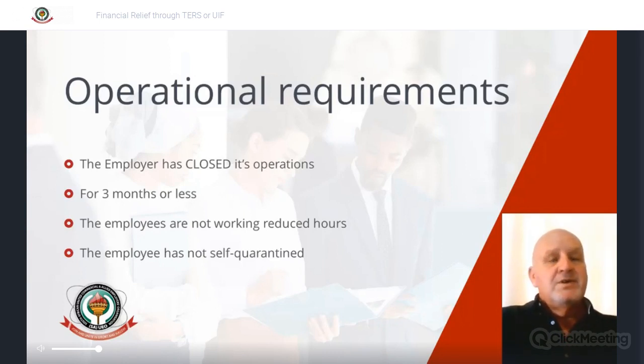Then it's also one of the qualifications is the employees are not working reduced hours. Reduced hours, we mean the employer is still open, but the employees are not working their full 45 hours a week. They may be down to 30 hours per week. And then also the employer is not self-quarantined. The last two qualifications we will deal with later on in the presentation under UIF benefits. This does not form part of your TERS benefit.